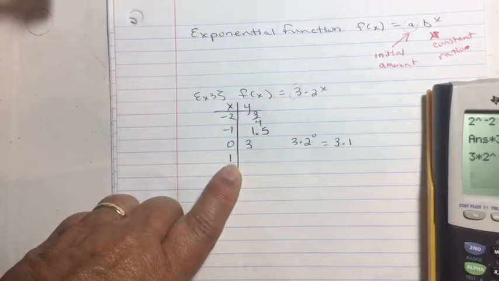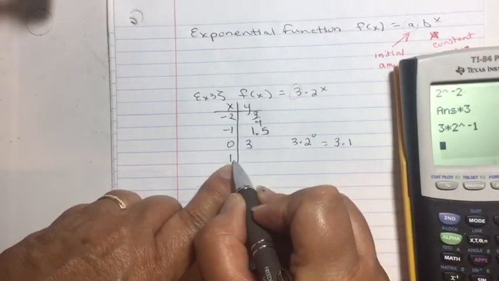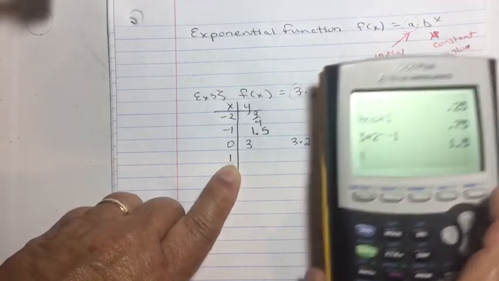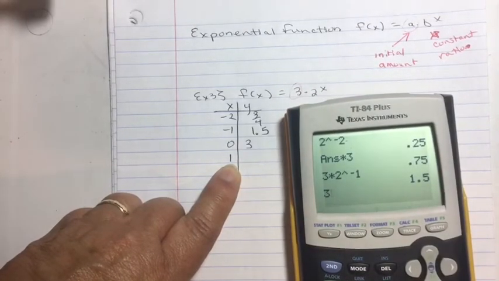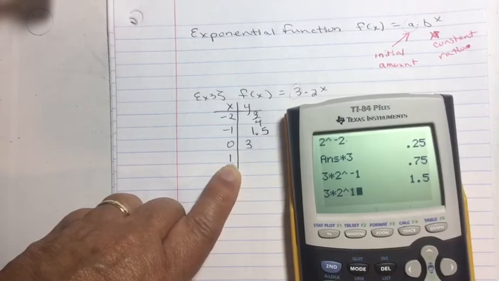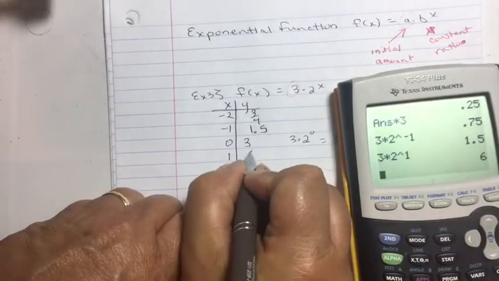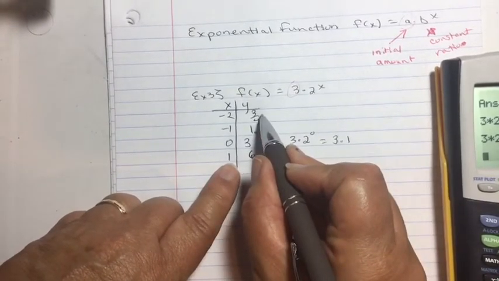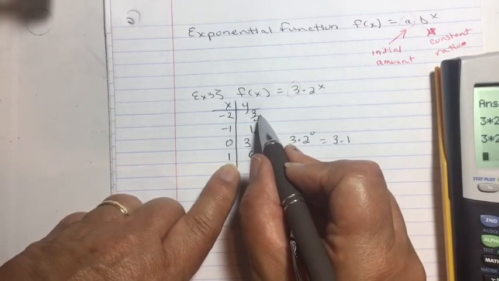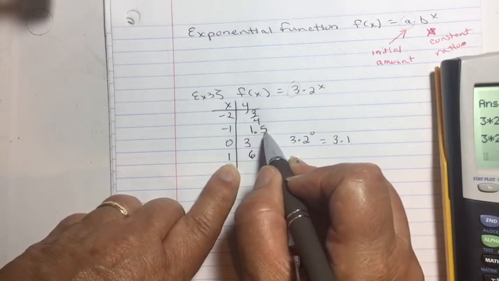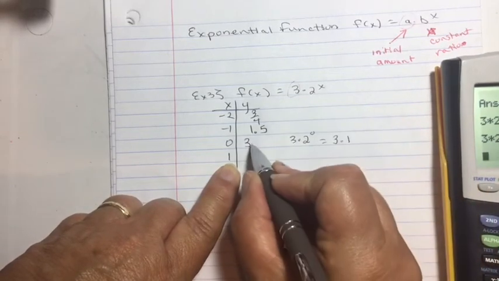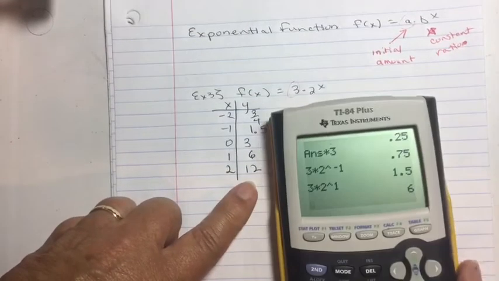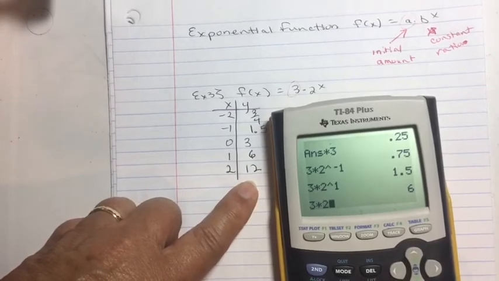Okay, let's do this next one. Can you think about what this one's going to be though? This is 2 to the first, which is 2. 3 times 2 is 6. All right, let's work it through. 3 times 2 to the first power is 6. Can you see the pattern? 3/4 doubled, 1.5 doubled, 3 doubled, 6 doubled. Again, let's try it. 3 times 2 to the second power.